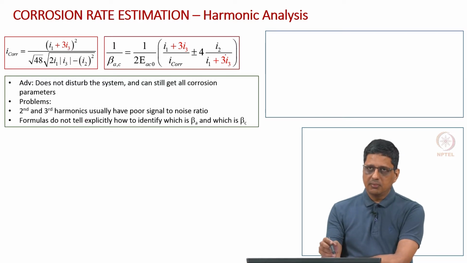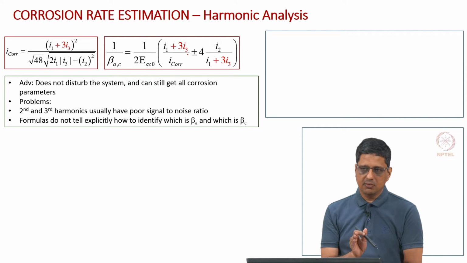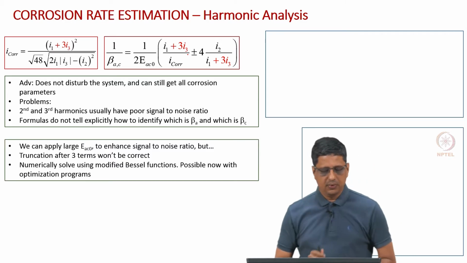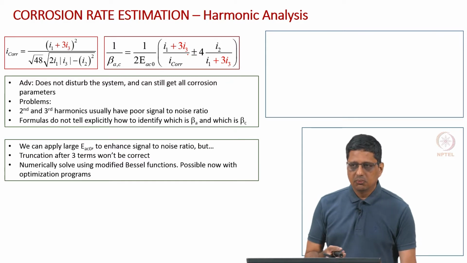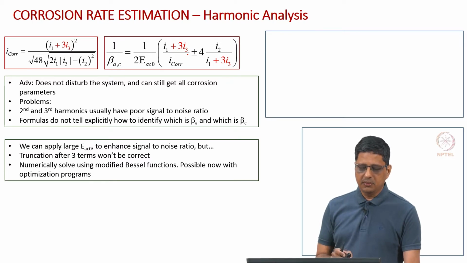Another thing is, this particular analysis does not tell you which is beta A and which is beta C. It just tells you plus or minus, and you will have to have some idea about the system. Actually, if you measure the phase, it should be possible to tell which is beta A and which is beta C. If you do not measure the phase, you will have to have some idea of whether the cathodic reaction is fast or slow, or the anodic reaction is fast or slow compared to the cathodic reaction. So, we can apply large amplitude perturbation, but truncation is not going to be correct, and it is possible to do numerical programming and optimization and get these parameters, but it is not very straightforward.